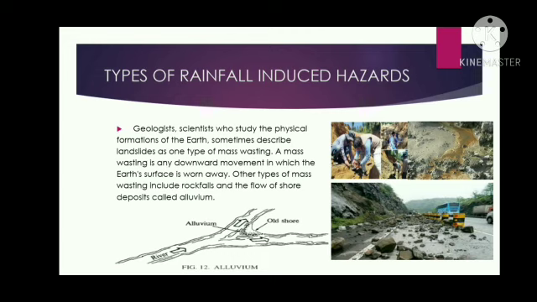Geologists, scientists who study the physical formation of Earth, sometimes describe landslides as one type of mass wasting. A mass wasting is any downward movement in which Earth's surface is worn away. Other types of mass wasting include rockfalls and the flow of shore deposits called alluvium.